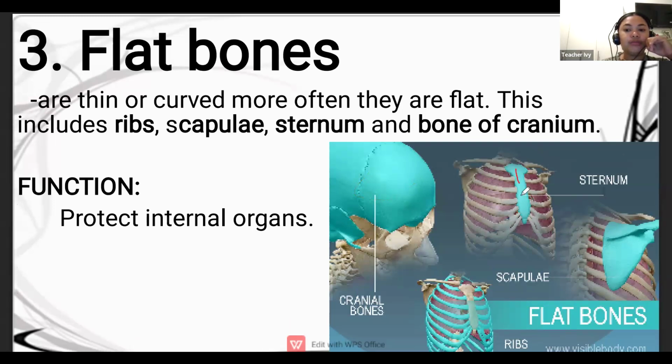Your sternum or the chest bone, that is a flat bone. Okay? And we have the 12 pairs of ribs, a total of 24. These are flat bones. We also have the scapulae. The scapulae or the wing bone is also considered a flat bone. So all of this, cranial, sternum, scapulae, and ribs, are flat bones. Yes, Alfonso, do you have a question?